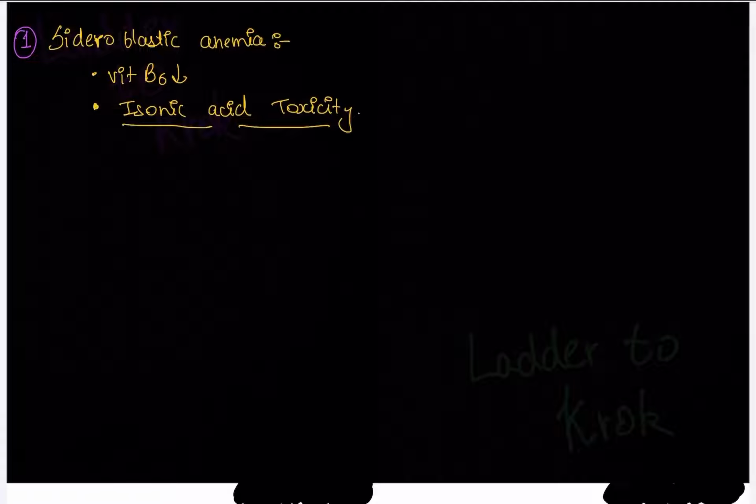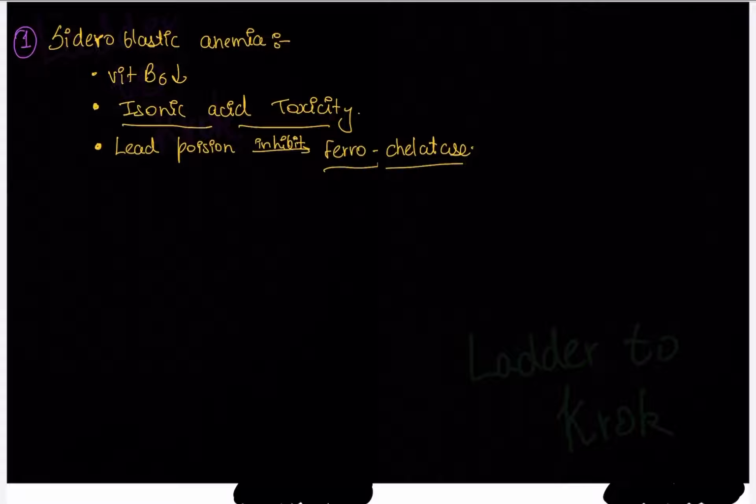Sideroblastic anemia is also found in one poisoning, and that is lead poisoning. Whenever someone is exposed to lead poison, it inhibits what? It inhibits ferrochelatase, and this ferrochelatase helps in heme synthesis.